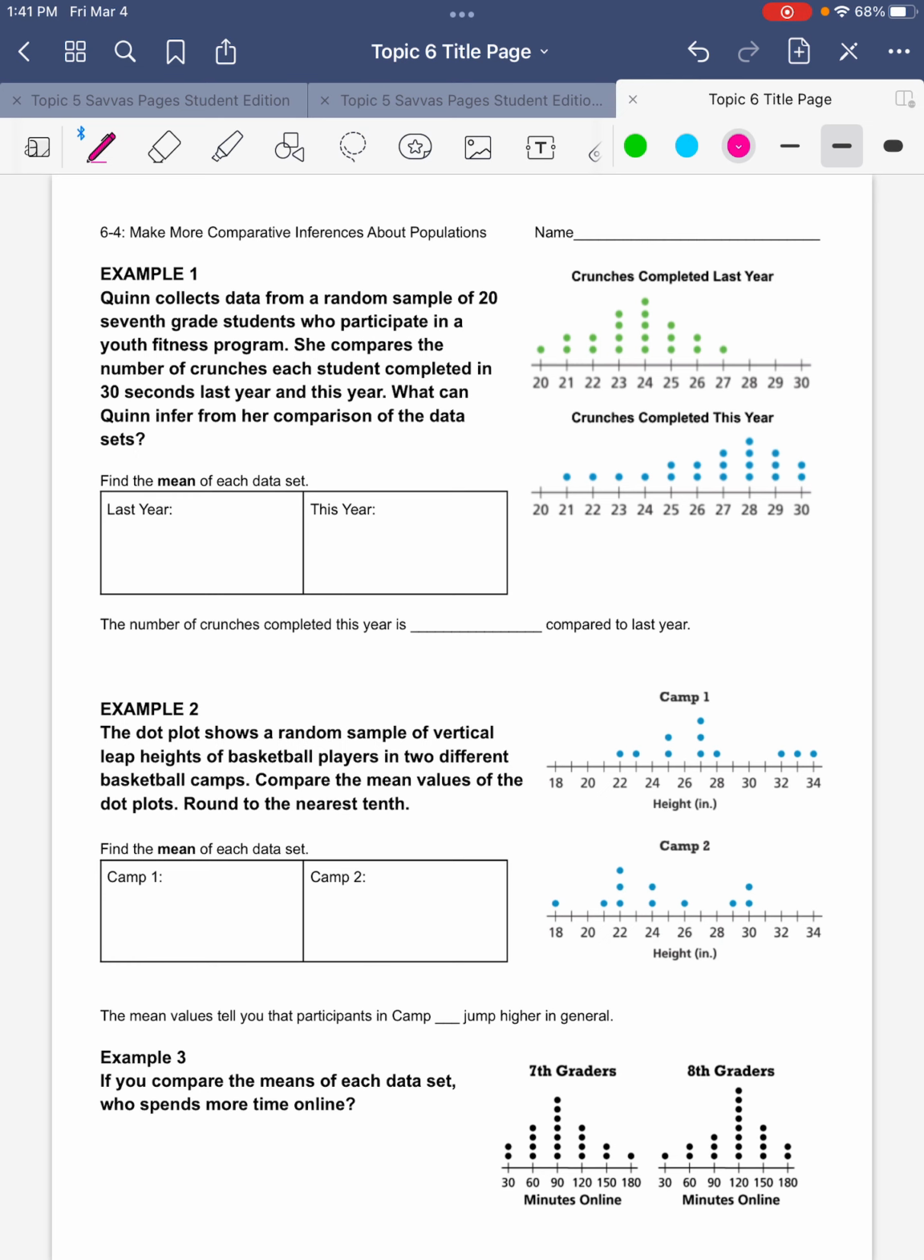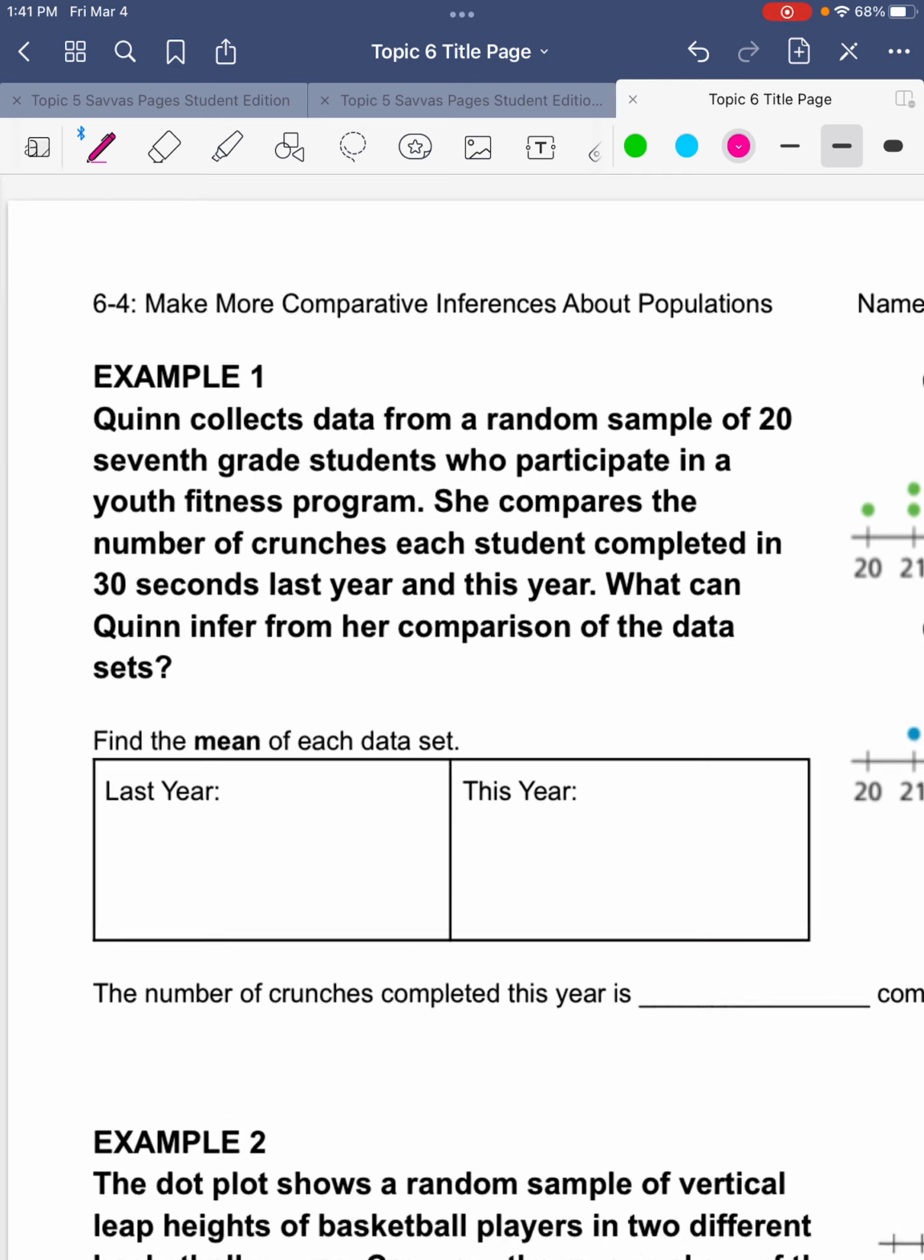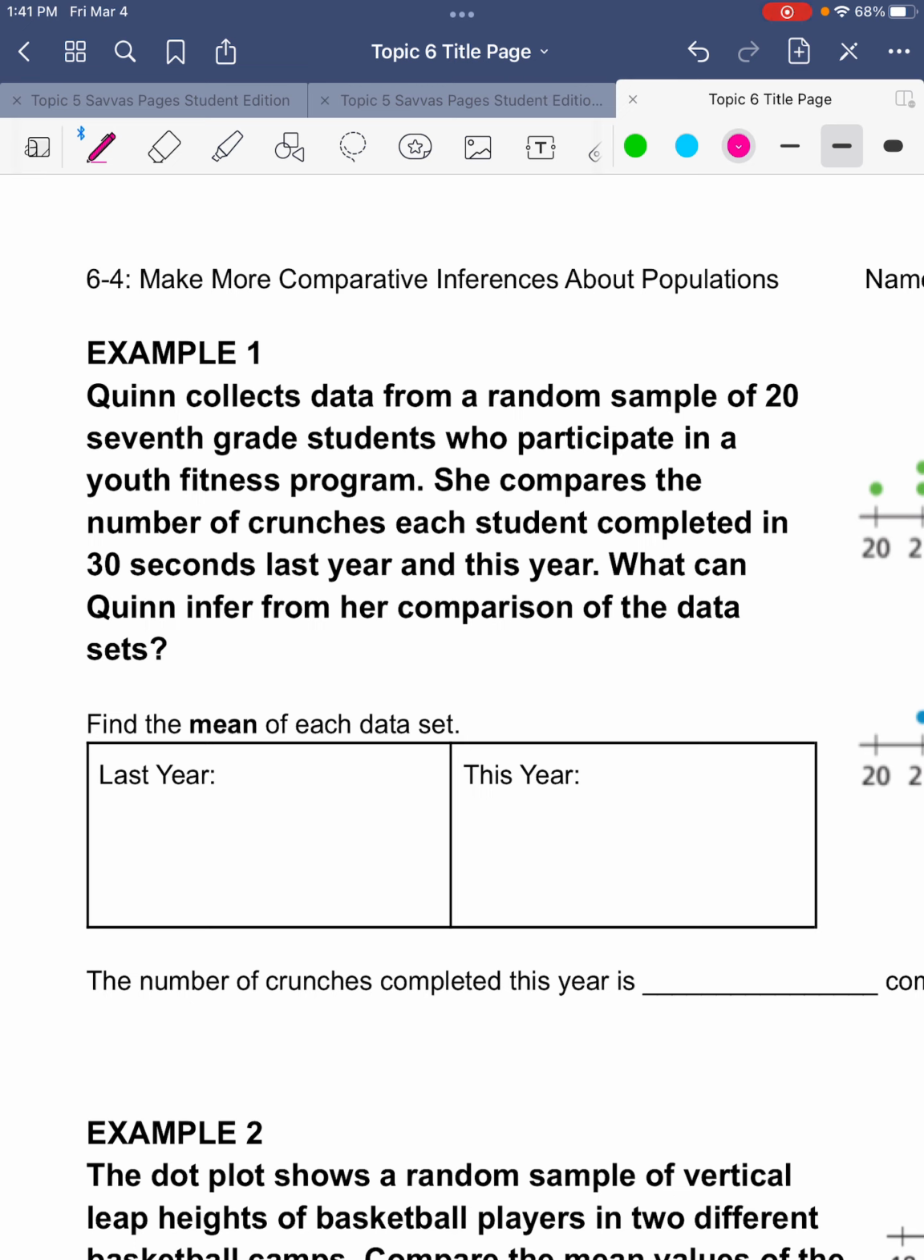Okay, let's get started with example 1. Quinn collects data from a random sample of 20 7th grade students who participate in a youth fitness program. She compares the number of crunches each student completed in 30 seconds last year and this year. What can Quinn infer from her comparison of the data sets?